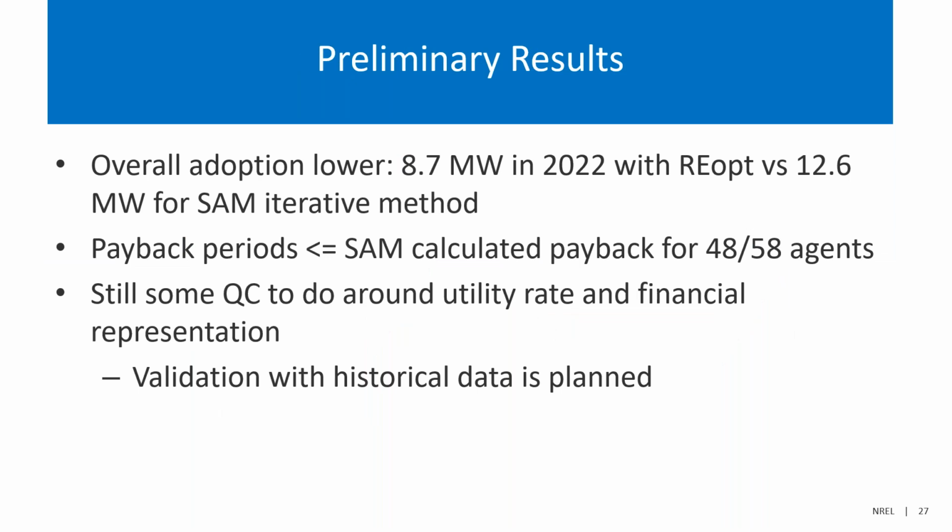For preliminary results with running this, we just looked at one county in Delaware that we've been using for tests in the RIDER project and tried to estimate the adoption between 2020 and 2022. What we saw was with REopt, 8.7 megawatts of distributed PV were adopted in 2022 versus the previous method with SAM, 12.6 megawatts of distributed PV were adopted. When we dug into that, we found that the system sizes for individual agents were a bit smaller, and that's because REopt was finding shorter payback periods than what SAM calculated for most agents.